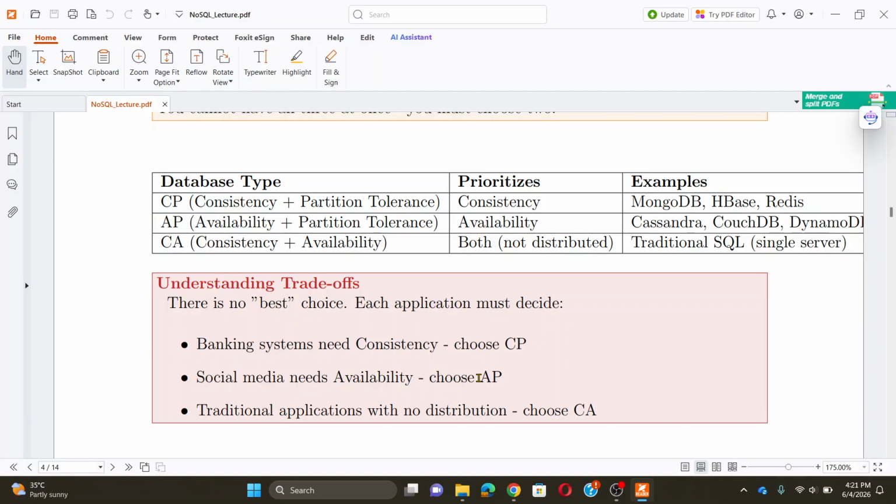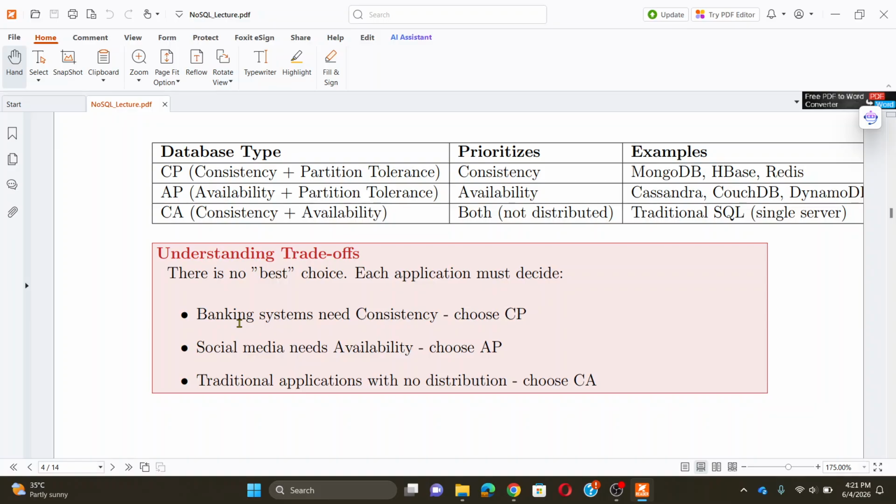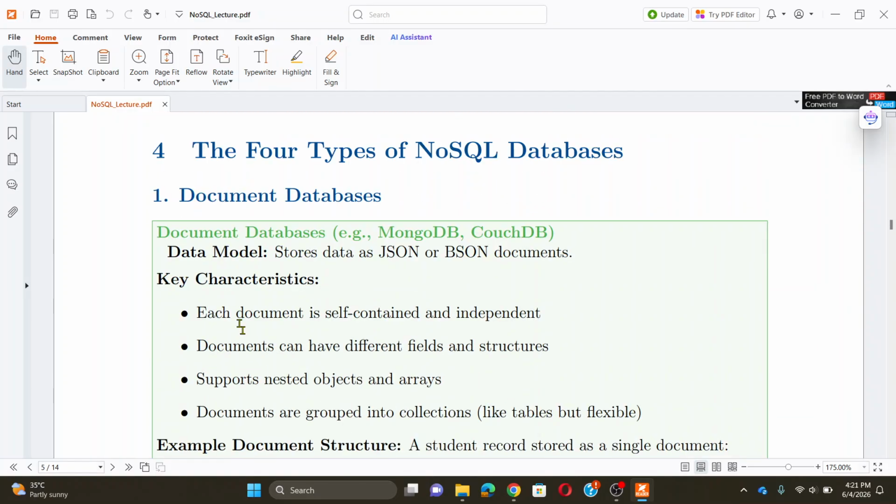You know that every social media application has different versions. You get updates frequently, and the people who are using the old version of that application can still use the application. So social media needs availability, so we choose availability plus partition tolerance. And traditional applications which have no distribution choose consistency plus availability. Now the four types of NoSQL databases, and we'll discuss these in our next lecture.